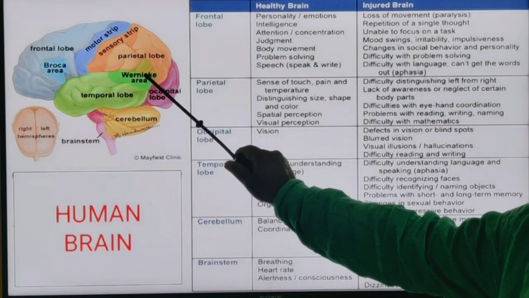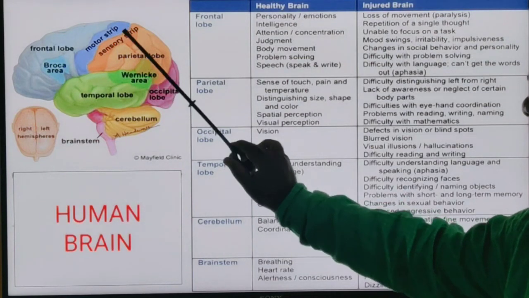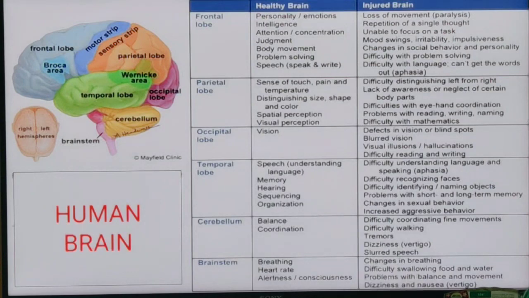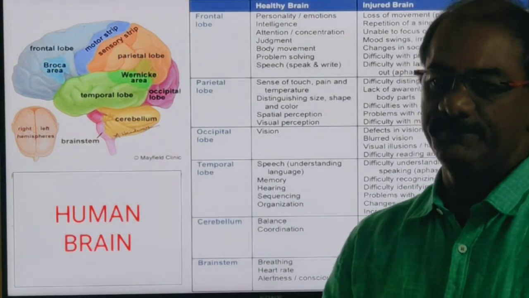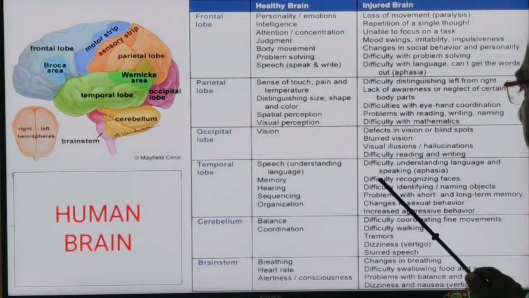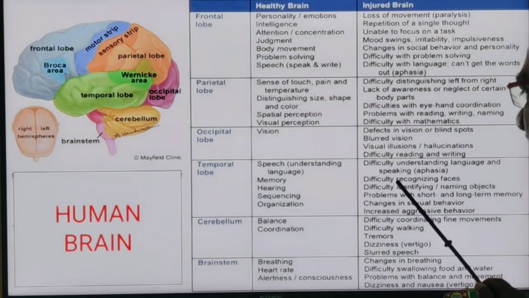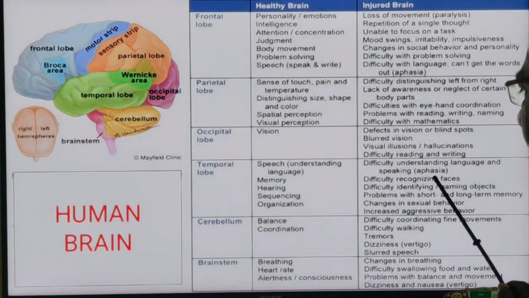So this is the speech center. Understanding language, memory, hearing, sequencing, and organization are the responsibility of the temporal lobe. And if there is any problem, difficulty understanding language and speaking, it is also called aphasia.